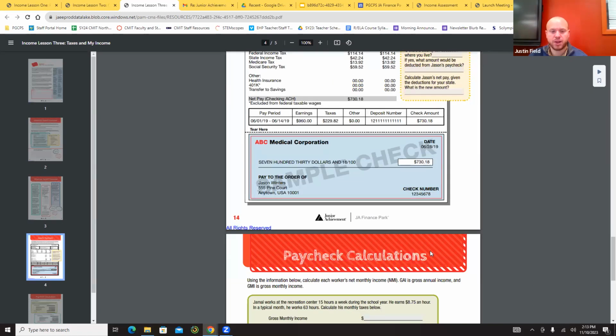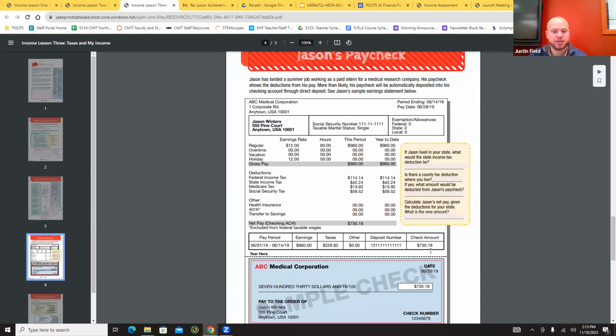All right, here we go. Jason's paycheck. Jason has landed a summer job working as a paid intern for a medical research company. His paycheck shows the deductions from his pay. More than likely, his paycheck will be automatically deposited into his checking account through direct deposit. See Jason's sample earnings statement below. So this is called a pay stub.